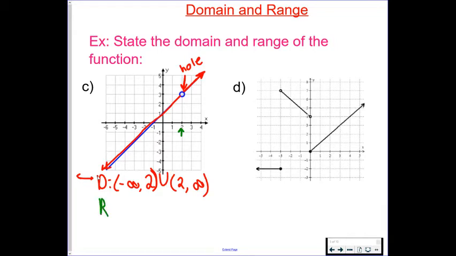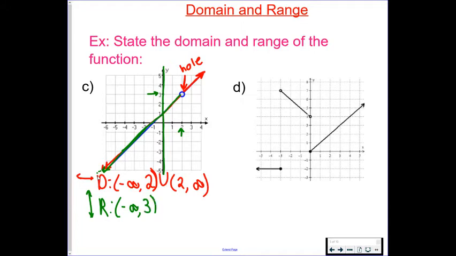Let's go do range. Range, remember, you look from bottom to top. So as I look along the y-axis, how far down does my graph go? Well, it keeps going down, down, down, down. Because it's got an arrow, it's going to keep going on down. So it goes from negative infinity. Then as I keep tracing my line, I'm going up, up, up, and then I hit the hole. The hole has a y value of 3.